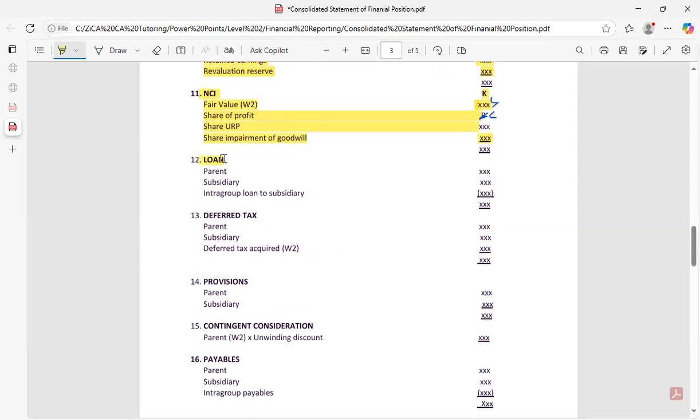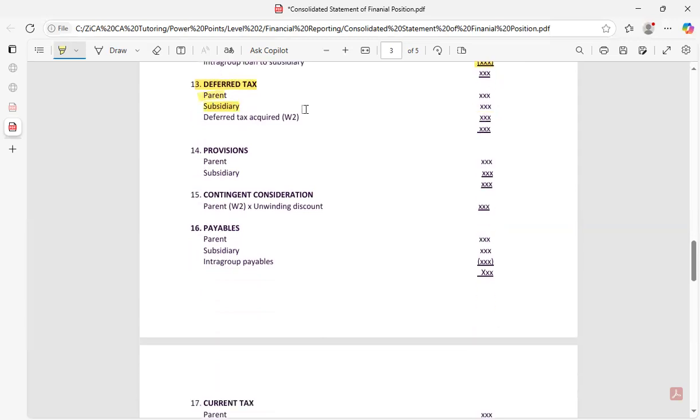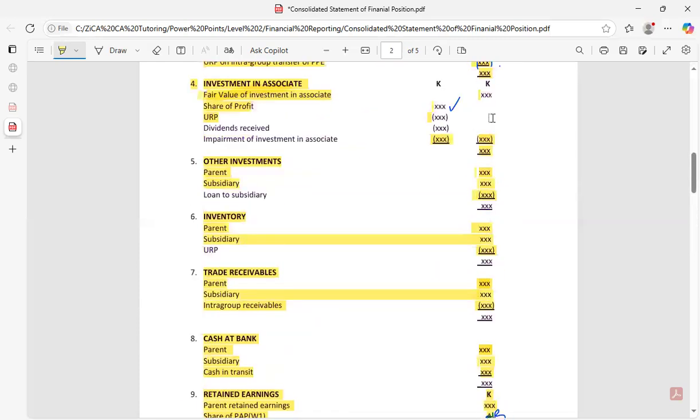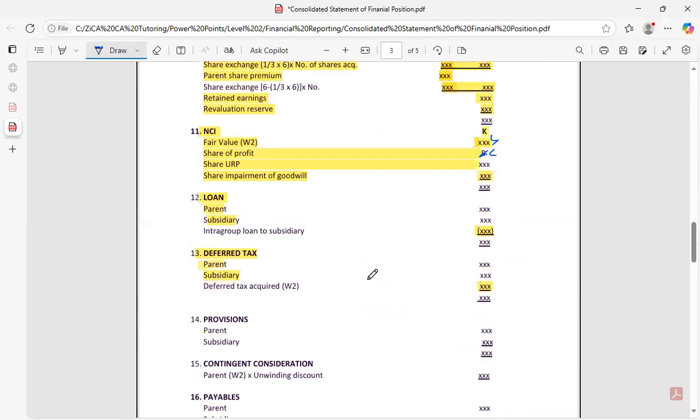And then you've got loans here, right? If there's a loan for the parent, then you add the loans for the subsidiary. Then if there are any intragroup loans, you deduct them. Then for deferred tax as well, if you have any deferred tax associated with the parent, you add it to the deferred tax associated with the subsidiary. And then you also add the deferred tax that you found in working number 1, the post-acquisition deferred tax. This is the one we need to bring in as part of the total deferred tax.